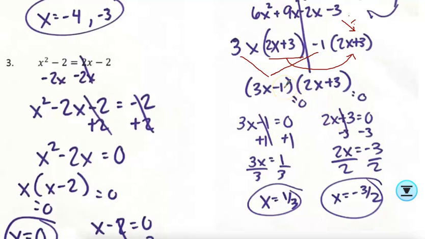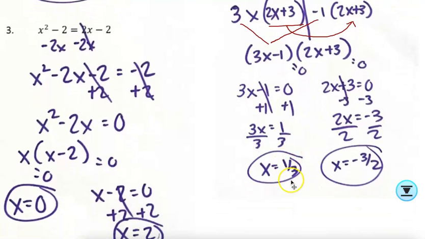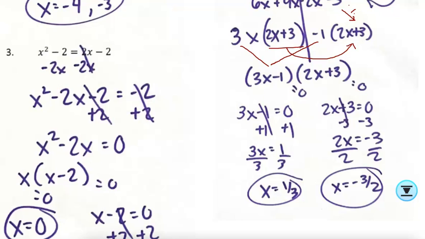We need to solve it and set it equal to 0. So your two equations will be 3x minus 1 equals 0, 2x plus 3 equals 0. Once you solve the two-step equations, you would get 1/3 and then negative 3/2. So that is how you solve by factoring.